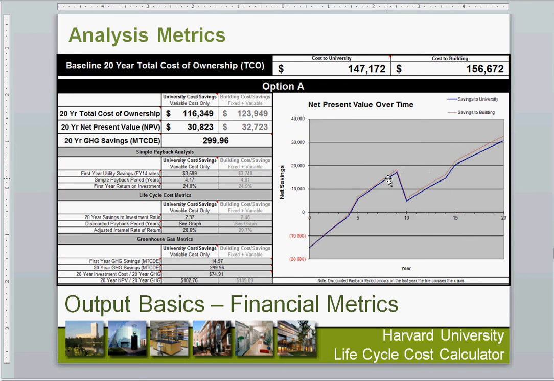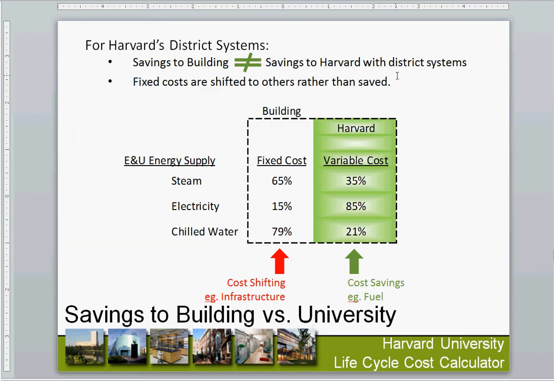We'll see this in our example and walk you through it. Don't worry about these bumps just yet. These are just the real basic intros. And then we have life cycle metrics, which do consider the full 20-year system, as do our greenhouse gas metrics. So let's see how these work in practice.